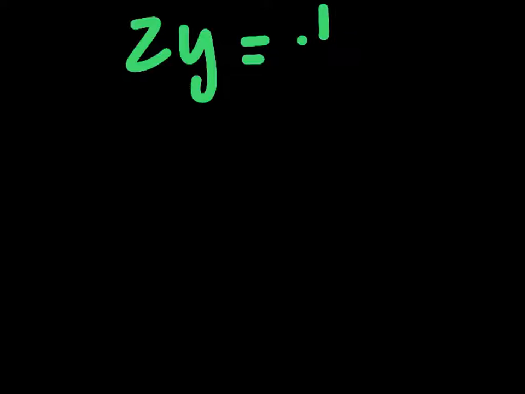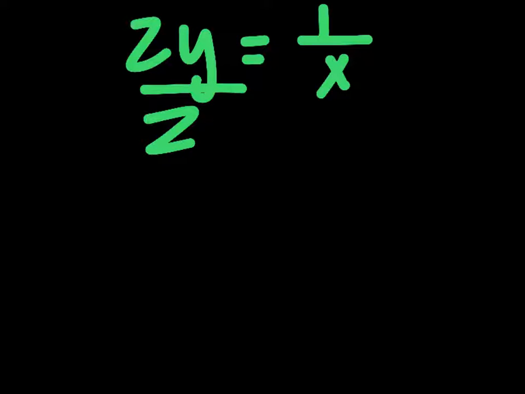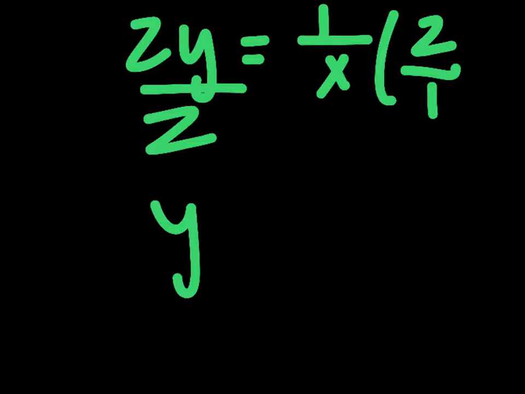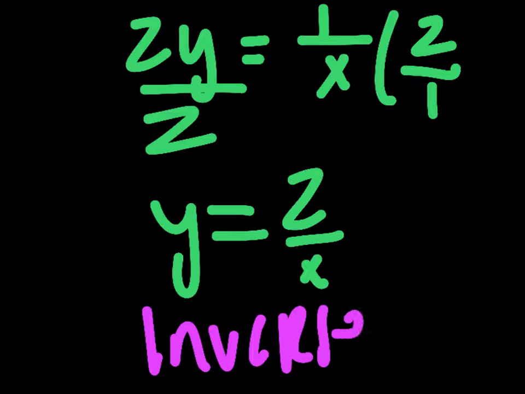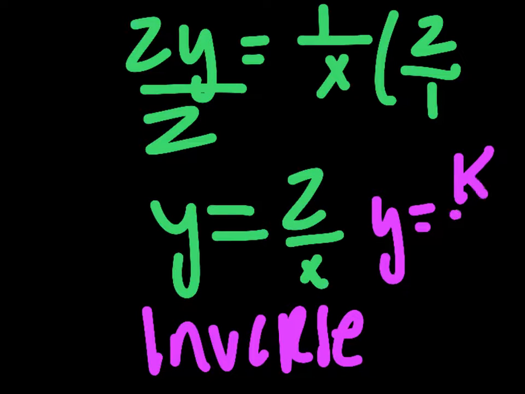Let's do one more. 2y equals 1 over x. When you're ready to check your answer, unpause the video. So we're solving for y, so we divide by 2, which really means that we're going to be multiplying by 2 over 1. So now this becomes y equals 2 over x. So this is an example of inverse because the equation for inverse is y equals k over x.